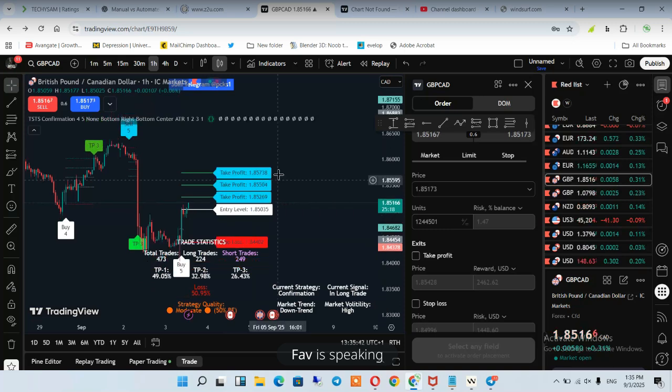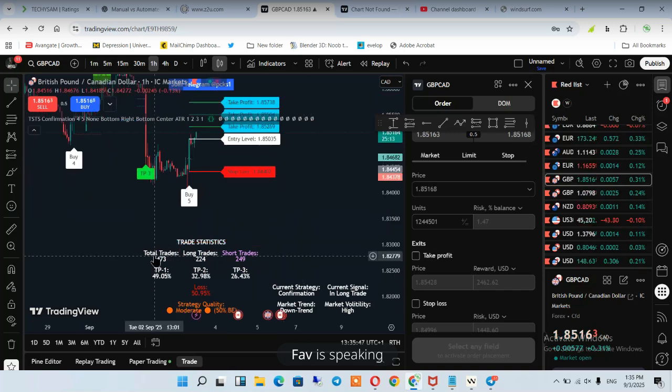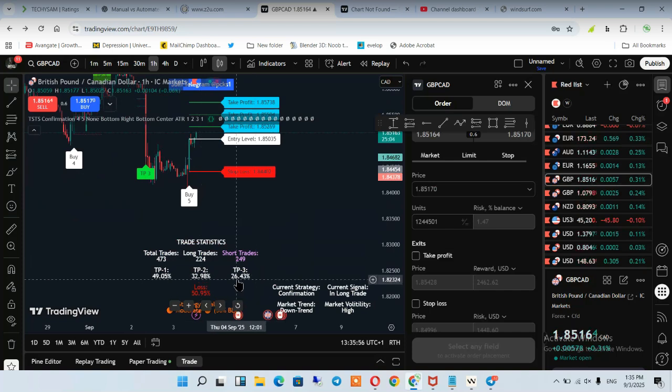I love this GBP CAD card, because if you observe, it's telling me that over 473 trades, 49% were the only profitable ones. Now, if we add that with this and this, we'll figure out that we'll be profitable so far at the end. But if our TP1 is less than our total loss, then the chances of being profitable are very low, because we need to get to TP1 before we get to TP2. So I prefer anything above 50%. That is why I wouldn't be taking this.